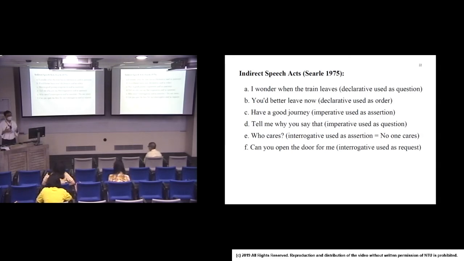So we have declarative mood, interrogative mood, imperative mood. Not all languages have these things. It's a matter of grammaticalization. But in English, we grammaticalize them. But once you have something fully grammaticalized or conventionalized in culture generally, you can do anything you want with it. And so we have a sentence like, I wonder when the train leaves, which has a grammatical mood of declarative, but we can use it for a question, as our intention is to ask a question, but we use the declarative form to do it. Or we can use the declarative as an order when you say, you'd better leave now, which is a declarative form, but we're using it to give an order. Or I can use an imperative form, like have a good journey, as an assertion, or as a way to say goodbye.